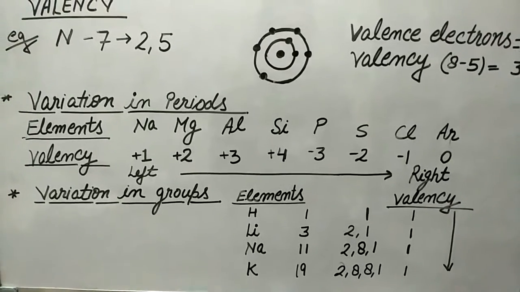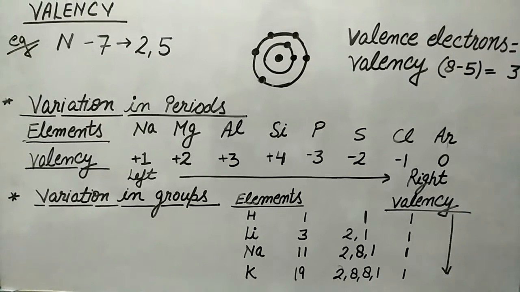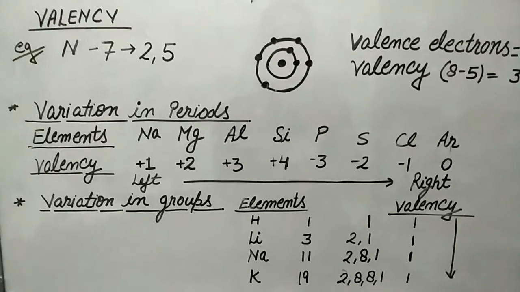When we move in a period from left to right, valency increases and then decreases. When we move from top to bottom in a group, the valency remains the same.